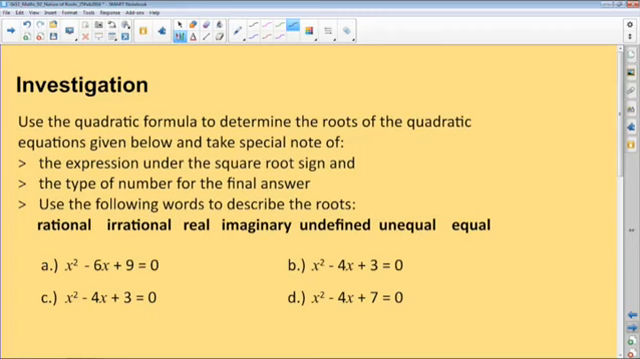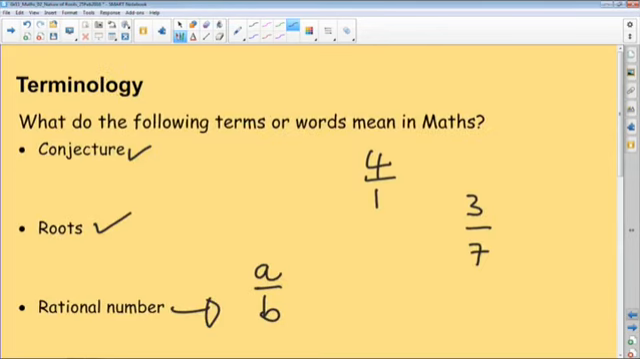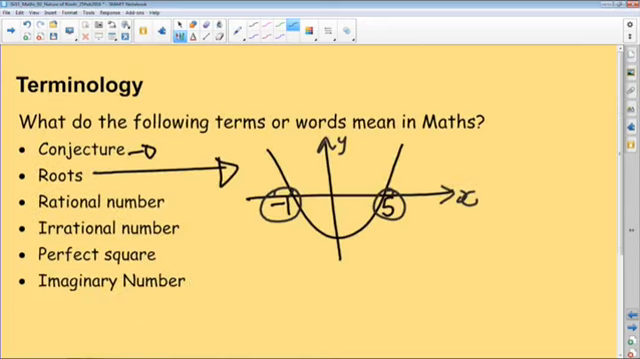And now what I want you guys to do is, when we are checking, let's just check if we've done all of them, right? Your irrational number, your perfect square, and your imaginary number.